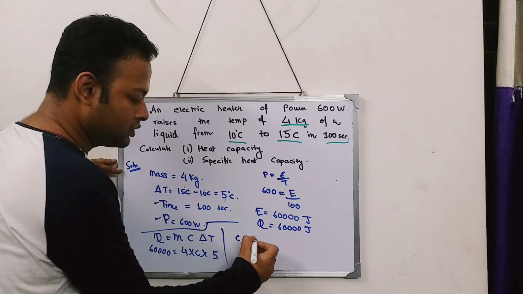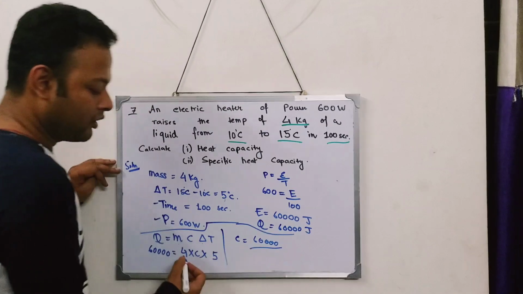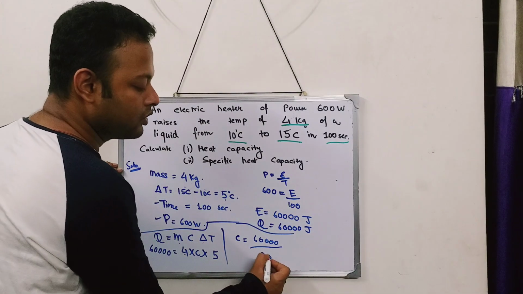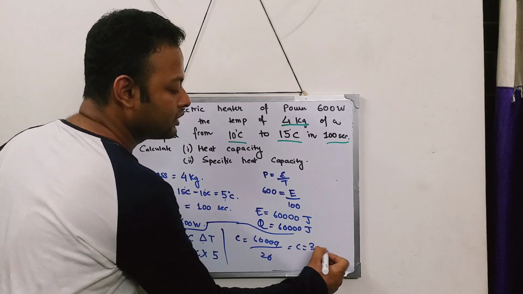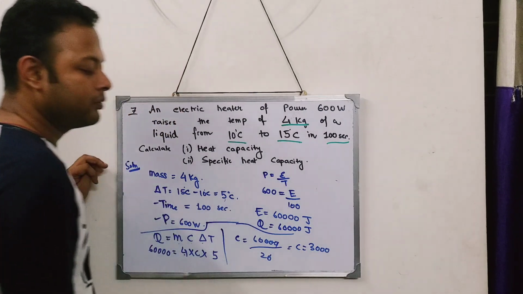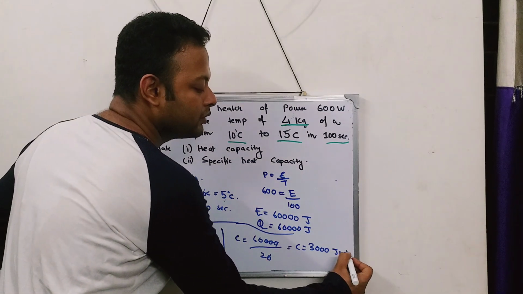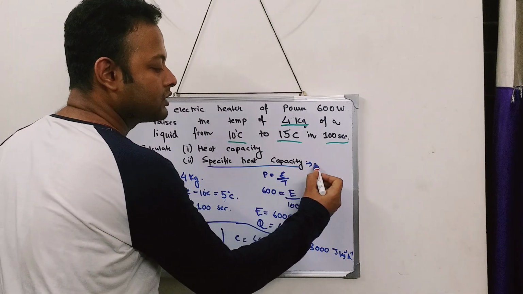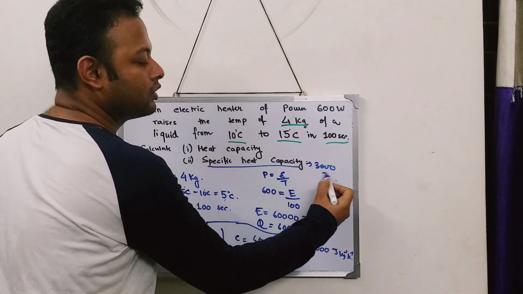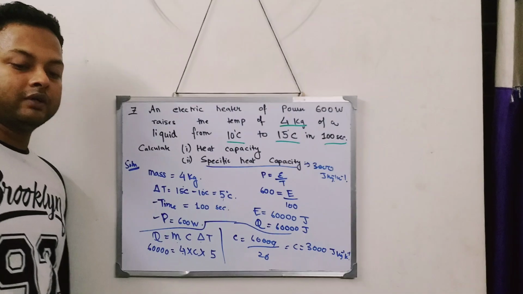So if I solve it, how much does it become? C is equal to 60,000, and 4 into 5 is 20. So that will give you the value of C as 3000. So the specific heat capacity is 3000 joule per kg per Kelvin. So we got the value of specific heat capacity.